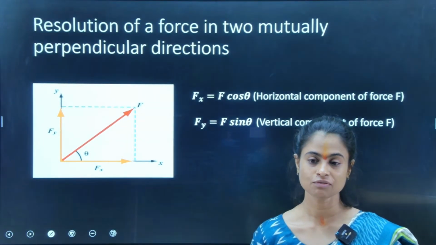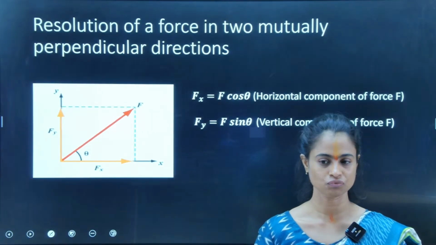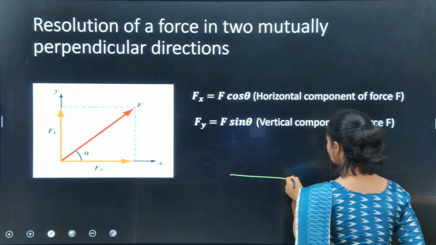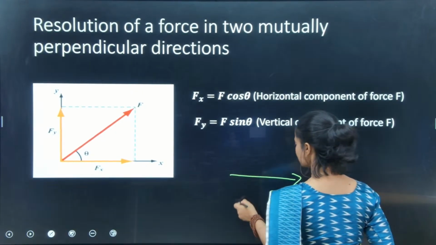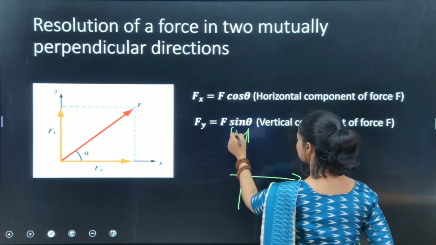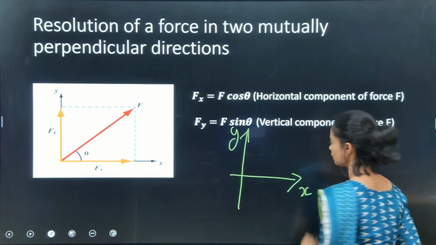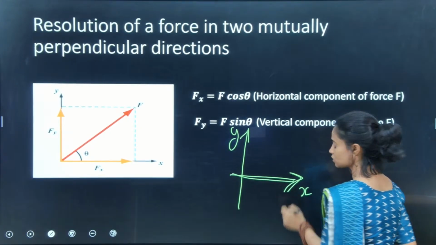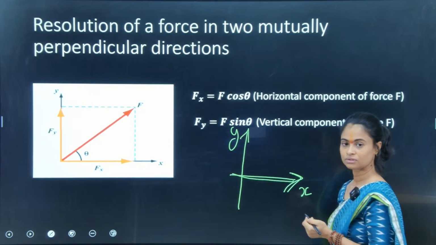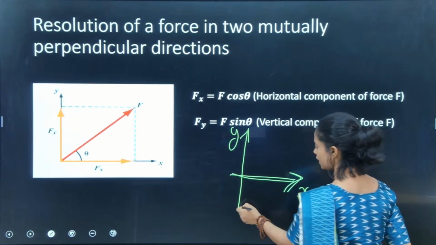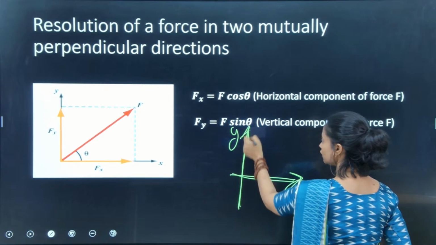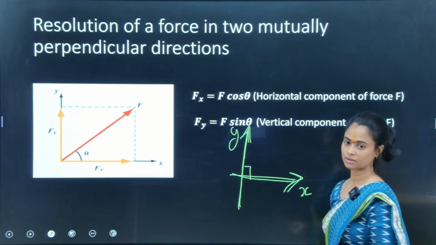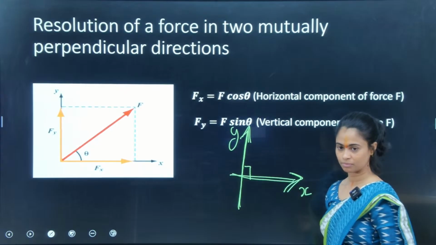For that, let me tell you that in general we find three orientations of forces. Orientation means, as we know, that this is our x-axis and this is our y-axis. The axis which is parallel to the ground is called the horizontal axis or the x-axis, and the axis which is at 90 degrees to the ground is called the vertical axis or the y-axis. This much is known to everybody, right?